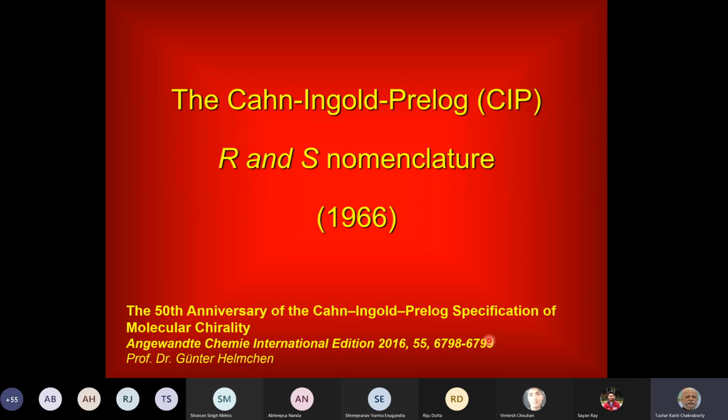Now, a more recent or later nomenclature, which most of us use all the time, is called R and S nomenclature. This was proposed by Cahn, Ingold, and Prelog in 1966. And those who are interested can read this beautiful article which appeared in the Angewandte Chemie journal in 2016. That was the 50th anniversary of this CIP nomenclature.